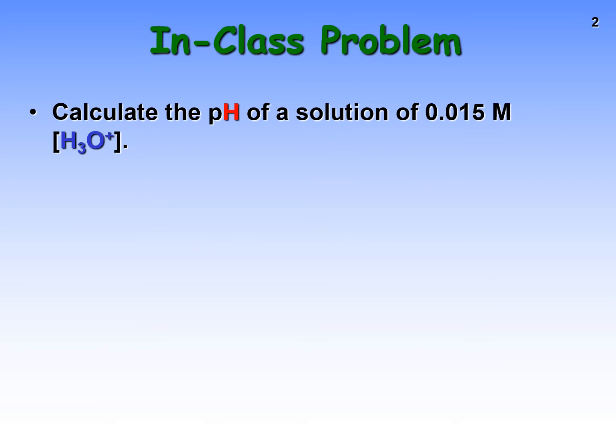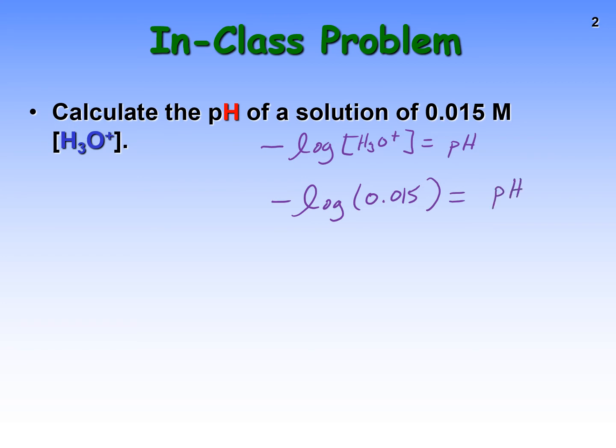So let's calculate the pH of an H3O plus solution. We talked about this a little bit earlier in the last lecture video: negative log of H3O plus concentration is equal to pH. So if I want to solve for this, all I do is take the negative log of the H3O plus concentration I was given, in this case 0.015, and that will get me my pH of the system. If we plug that into our calculator, we get that the pH of our system is equal to 1.82.